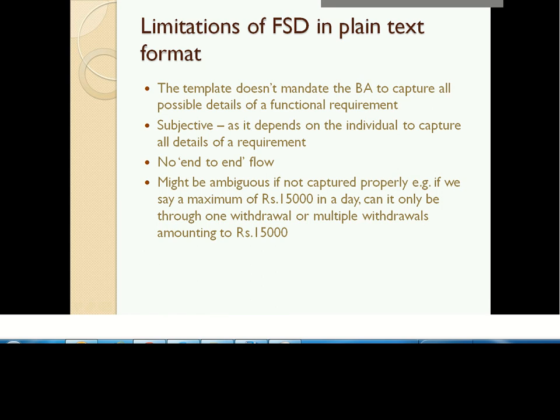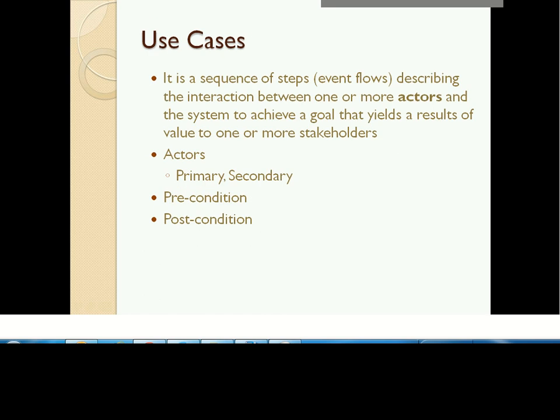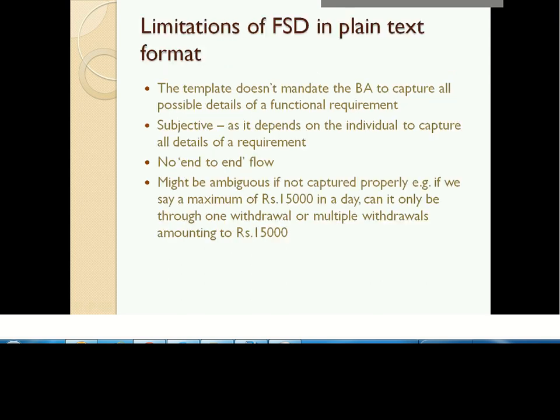And then it could lead to ambiguous requirements. Let's take this example where we are saying a maximum of 15,000 in a day can be withdrawn. The way in which one can capture the requirement makes that requirement ambiguous. We may not tend to say whether it is a one-time withdrawal or multiple withdrawals amounting to 15,000. That can come out in the functional specification captured in the plain text format. So it again depends on this gap that we have with the plain text way of capturing the template and the use cases. So I wanted to give this background before we get on to see the actual use case.